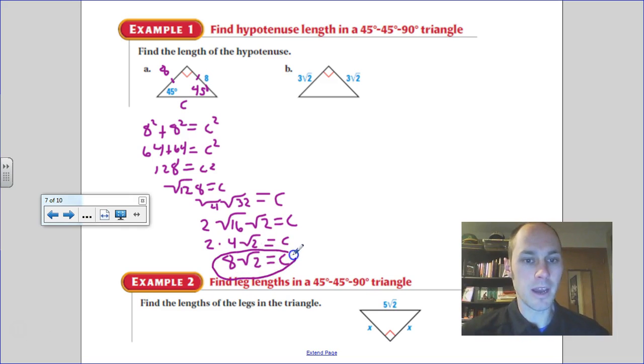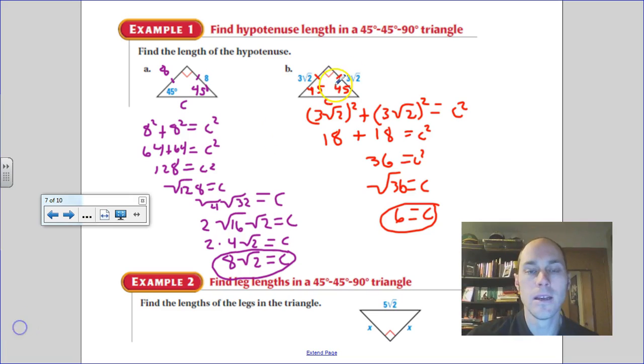So we see that pattern resulting that the legs times square root of 2 gives us the hypotenuse in a 45, 45, 90. Why don't you try B there and see if you can get the same pattern. Since the two sides are the same, we've got an isosceles triangle, which means the two angles are the same. We only have 90 degrees left, so these are both 45. So it's a 45, 45, 90 triangle.